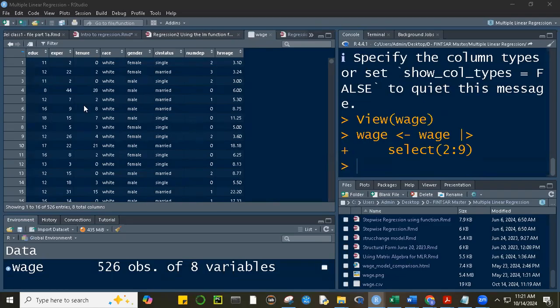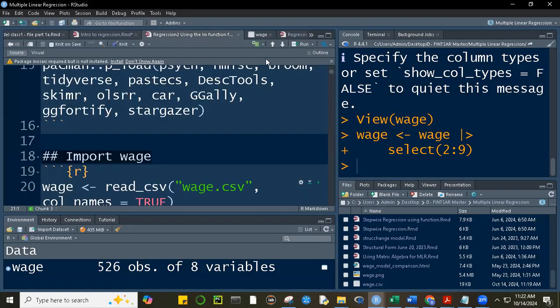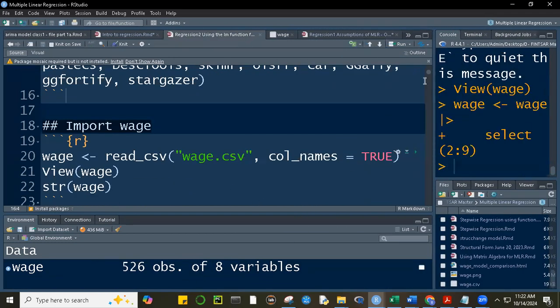Another column remained, so I had to delete it. Okay, so I had to select columns 2 to 9. Okay, there you go. So this is now our wage data set. Okay, so that takes care of the data set that we're going to use.